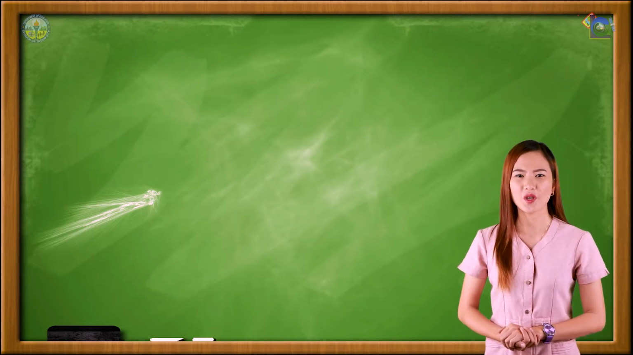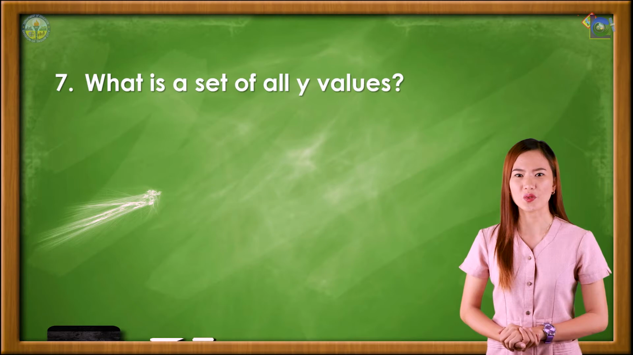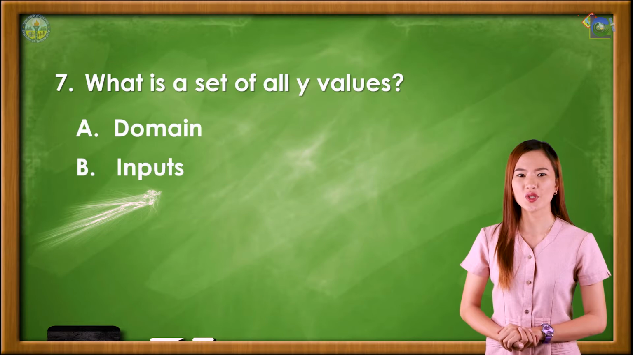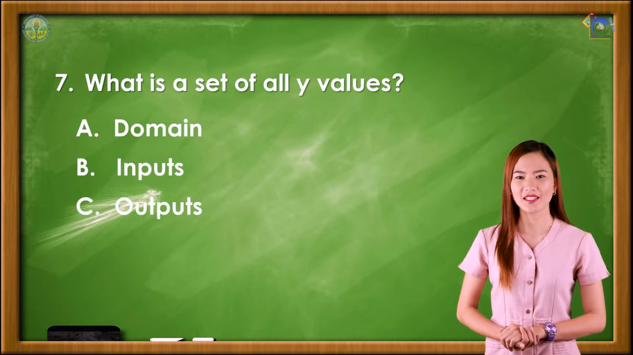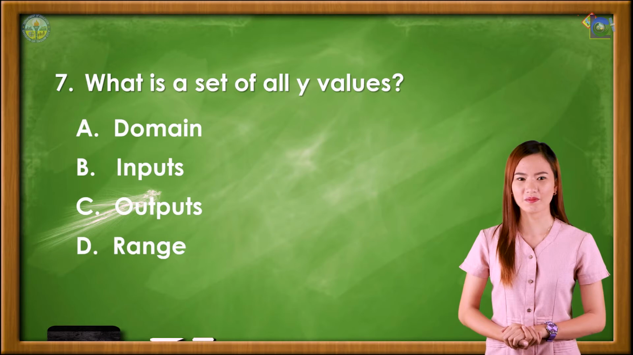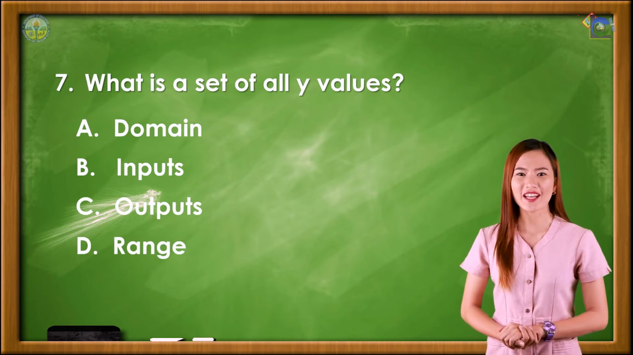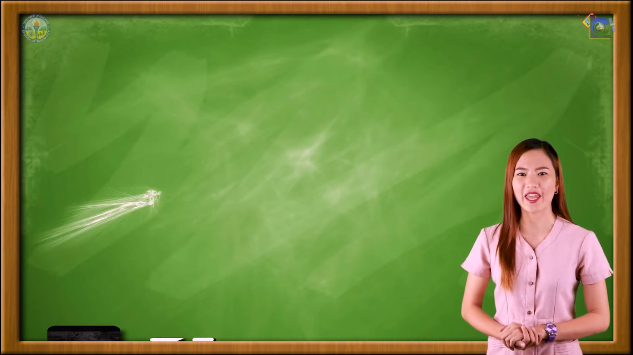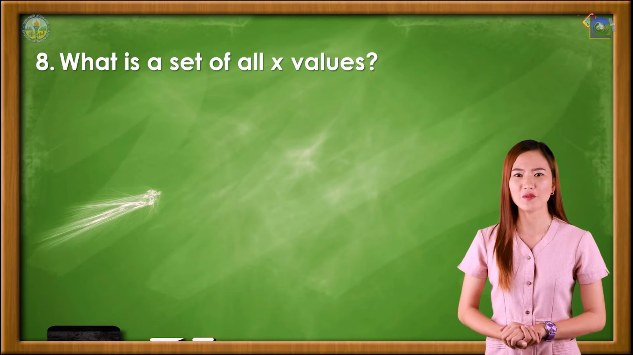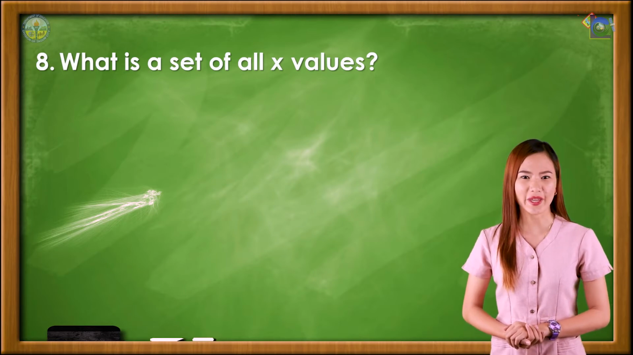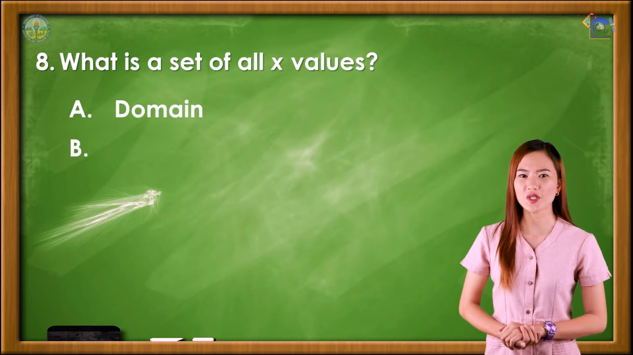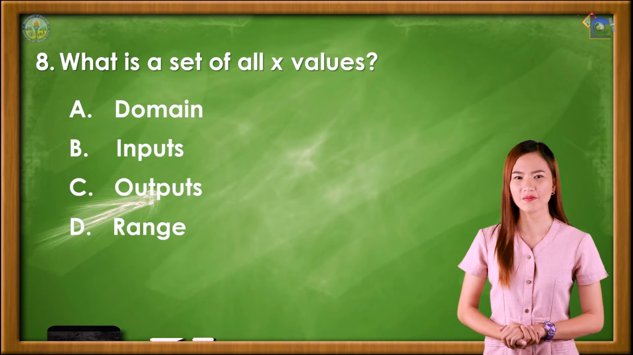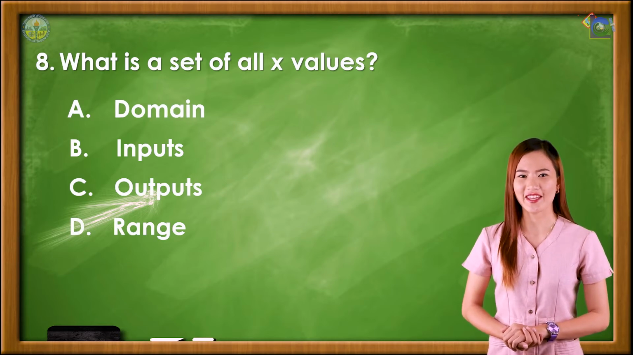Number 7. What is a set of all y values? A. Domain. B. Inputs. C. Outputs. D. Range. The correct answer is letter D. Question number 8. What is a set of all x values? A. Domain. B. Inputs. C. Outputs. D. Range. The correct answer is letter A.